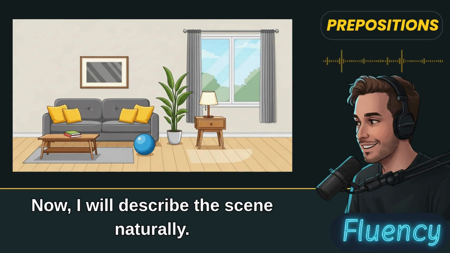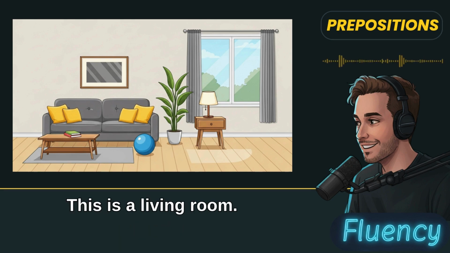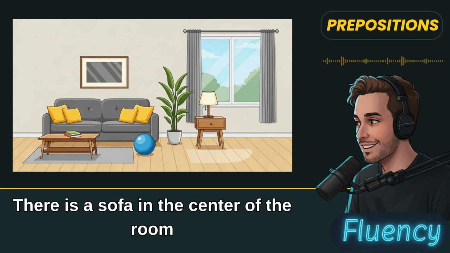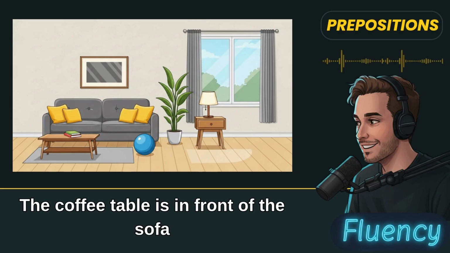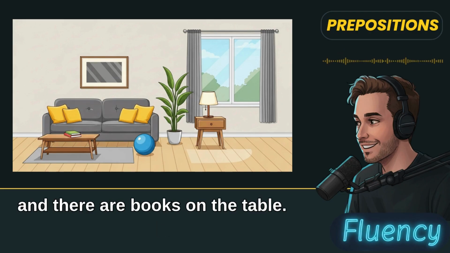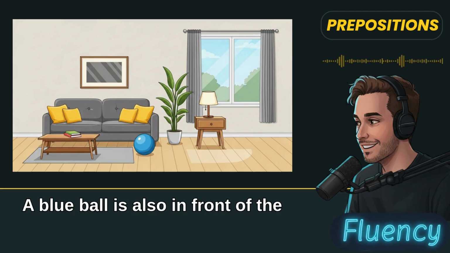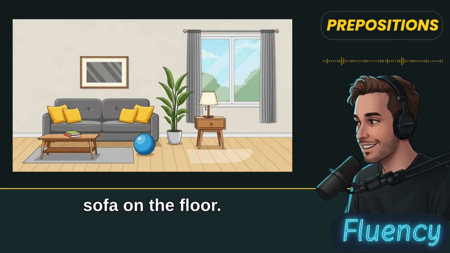Now I will describe the scene naturally. This is a living room. There is a sofa in the center of the room, and there are pillows on it. The coffee table is in front of the sofa, and there are books on the table. A blue ball is also in front of the sofa on the floor.